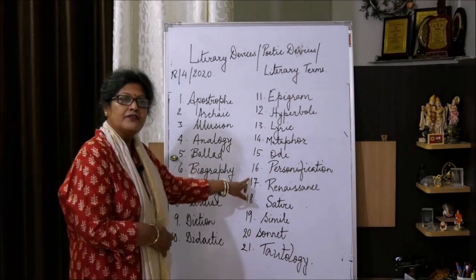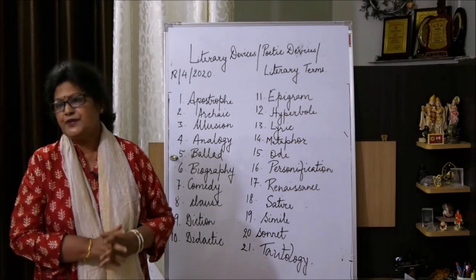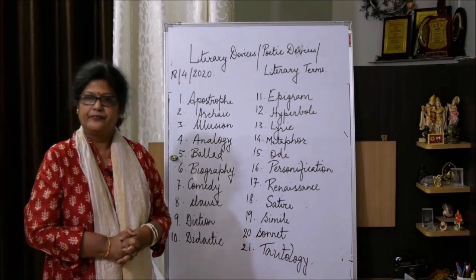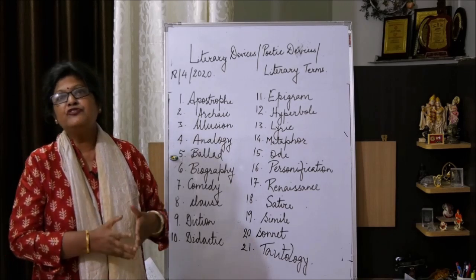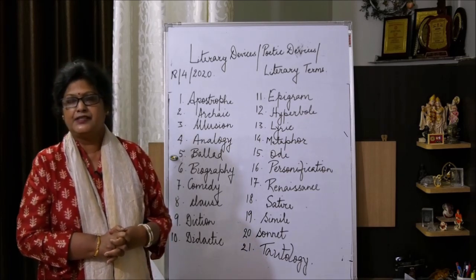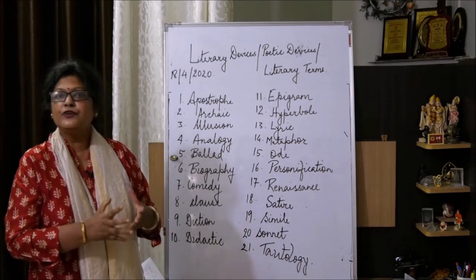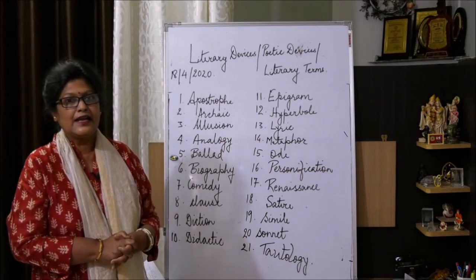Next, number 17, is Renaissance. Renaissance means a great change, but eventually it was a movement that arose in the 14th century AD in Italy, and it was for the revival of the Greek and Roman classics.